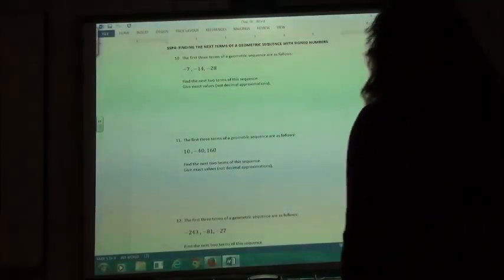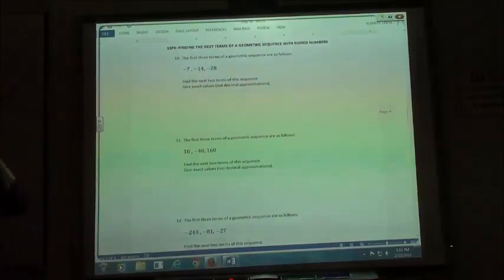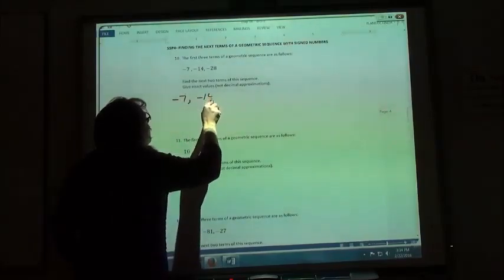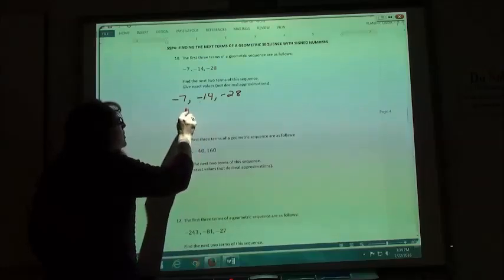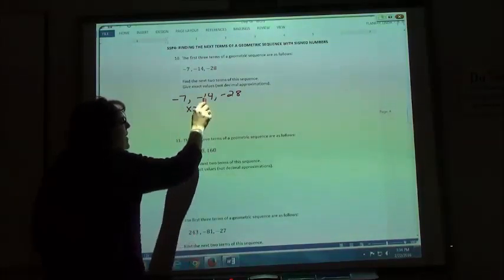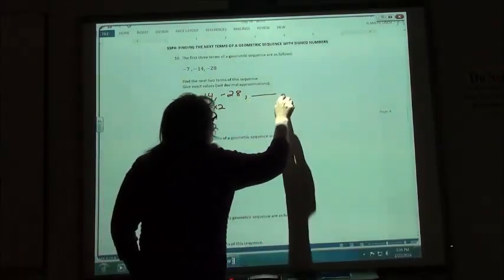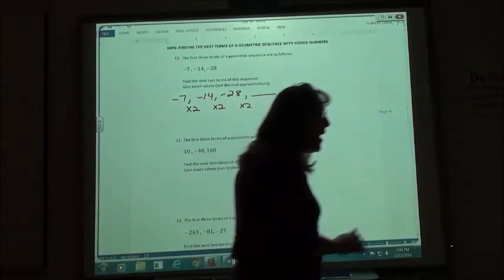10, 11, and 12, we are finding the next terms of our geometric sequence. For a geometric sequence, we are either multiplying or dividing by the same number. So if I have -7, -14, and -28, to get from -7 to -14, I times by 2. -14 to -28, again I times by 2. So to find my next two terms, I'm going to times 2 and times 2 again.